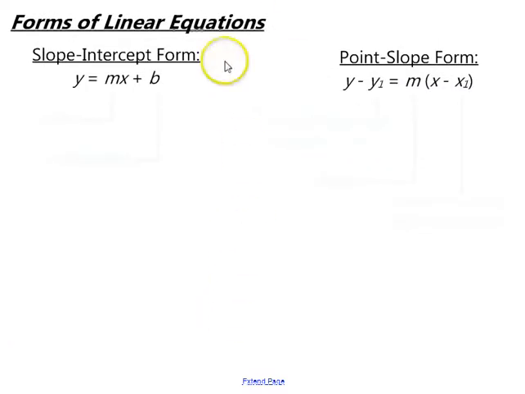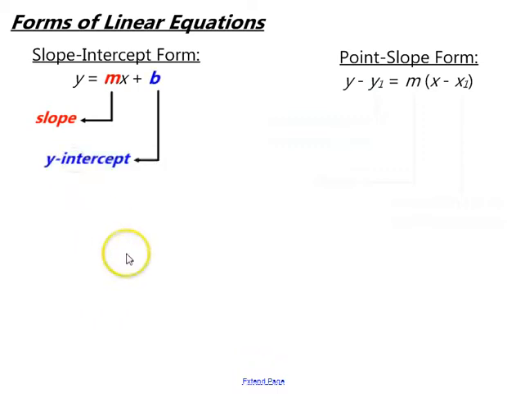Forms of linear equations. In Algebra 1, you're probably most familiar with slope-intercept form. Slope-intercept form is an equation of a line written as y equals mx plus b. Now in this form, we're going to replace m with the slope and b with the y-intercept. However, x and y will remain as variables in the equation.